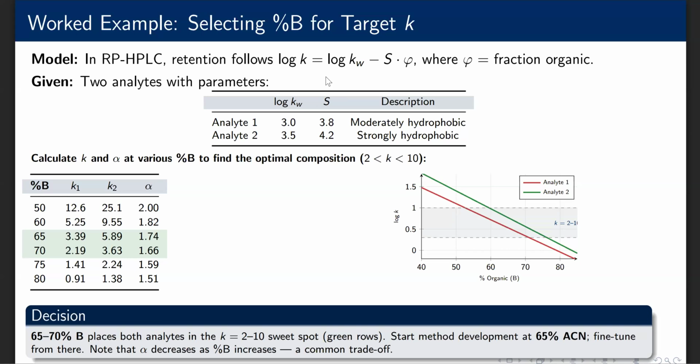Notice that alpha decreases as percent B increases, from 2.0 at 50% down to 1.51 at 80%. This is a common trade-off in RP HPLC. Higher organic gives faster elution, but can compress selectivity. For this separation, 65% acetonitrile is the recommended starting point, with fine-tuning from there. This type of scouting experiment, where you systematically vary percent B and track K and alpha, is the standard first step in RP HPLC method development.